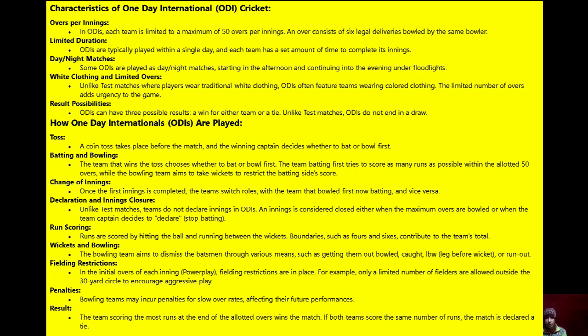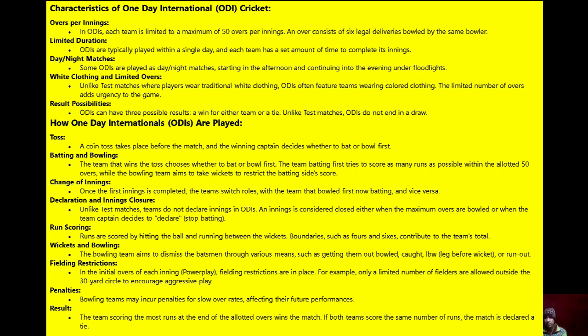Second point, batting and bowling. The team that wins the toss chooses whether they want to bat or bowl first. The team batting first tries to score as many runs as possible within the allotted 20 overs, while the bowling team takes wickets to limit the batting side's score.